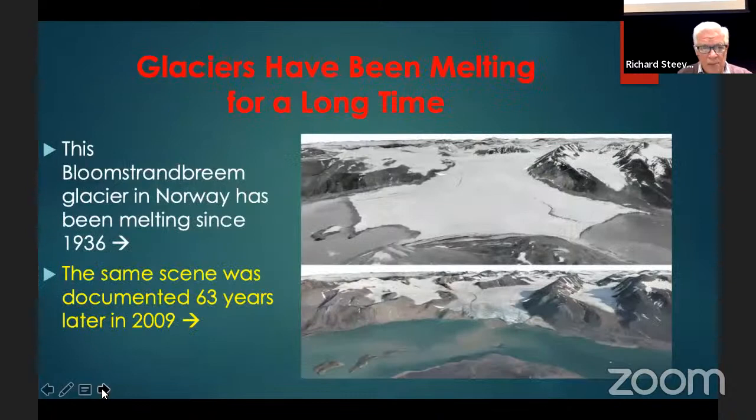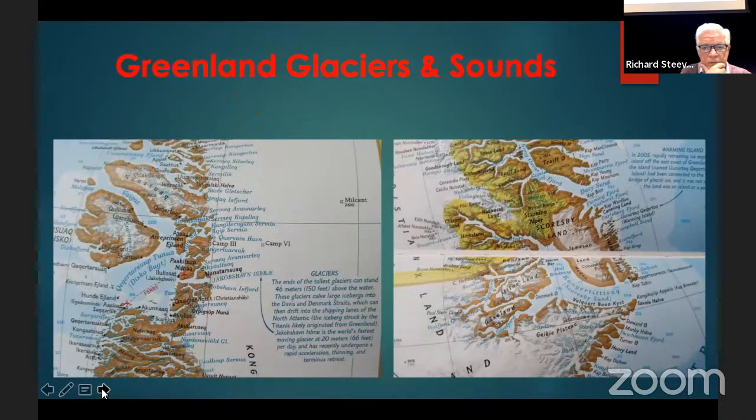Now, here's an example of a glacier that's been melting for a long time in Norway, called Blomstrandbreen. The top picture shows 1936 and the lower one 2009. Very same view, so you can see the same structures, a much larger lake at the bottom of the glacier and much smaller glaciers up in the surrounding hills. 63 years and vast amounts of glacial melting in that one in Norway.